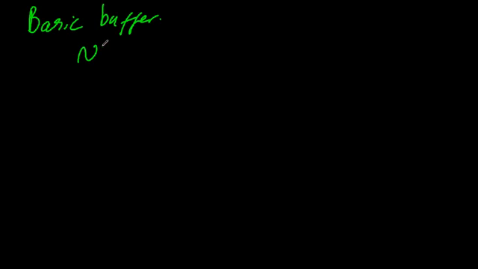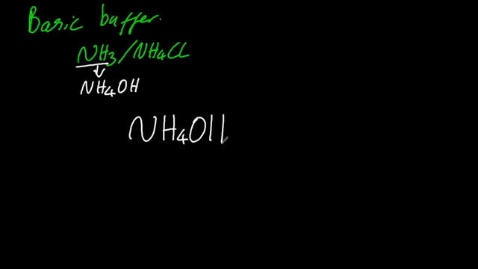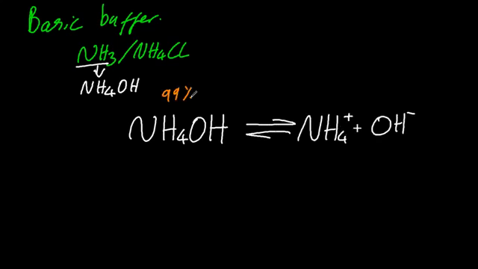For a basic buffer, again, it's a weak base and the salt of a weak base. Well, we'll choose ammonia, but let me make it a bit more clear. Let's say it's ammonium hydroxide. That's just ammonia in water. That actually makes it easier. So this weak base, it dissociates to form ammonium ion and the hydroxide ion. Again, it's weak, so it's only a partial dissociation.